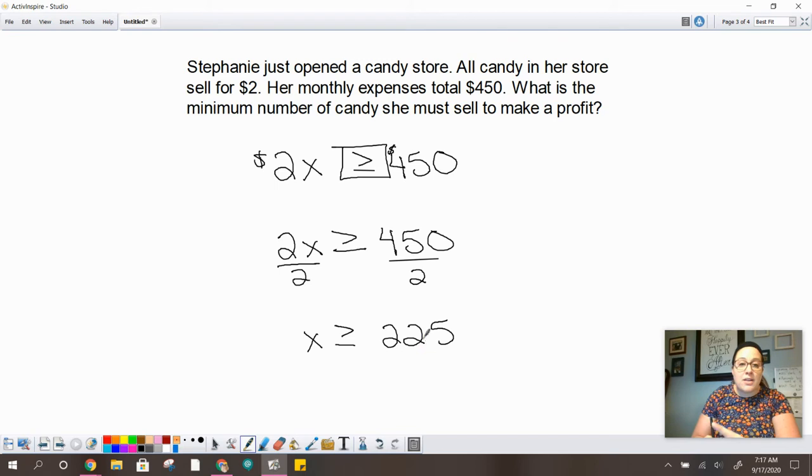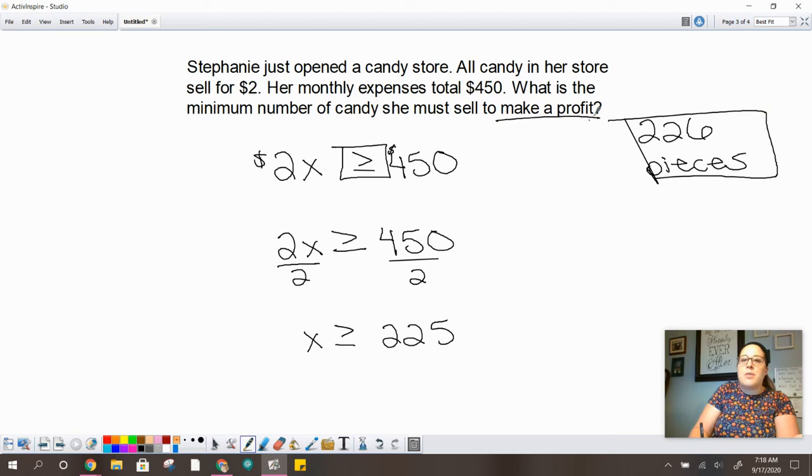So this is telling me that 225 pieces of candy is the exact number she needs to hit her monthly expenses. This is how much she would have to sell to make a profit. So I want to add one more. So the answer to this problem would be 226 pieces of candy. Okay, so it's wanting the profit. This is just the minimum to hit the expenses so she can keep her store open. But we want to make a profit, so we're going to do the 226.